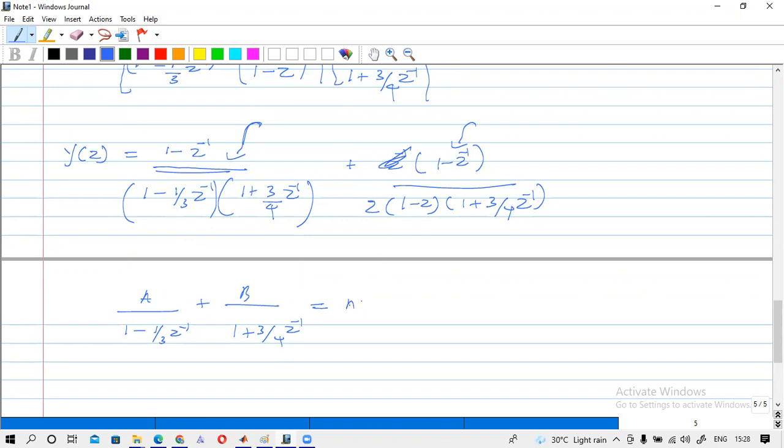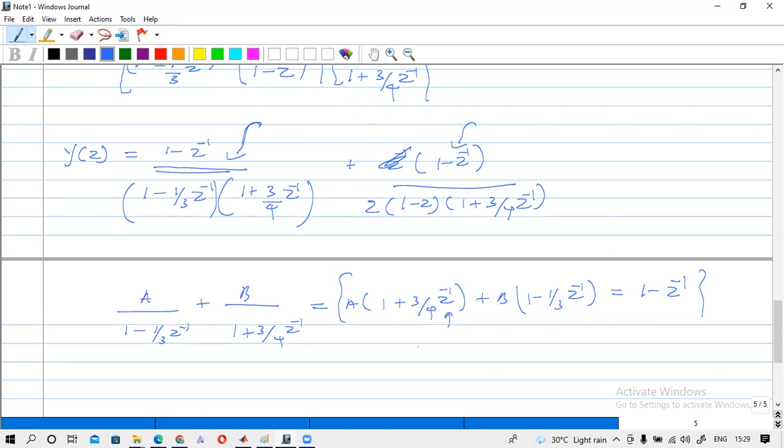So you will have A 1 plus 3 by 4 z minus 1 plus B 1 minus 1 by 3 z minus 1. So this should be equal to this one, no? Sorry, this should be equal to 1 minus z minus 1. Then you have to apply some value for z.